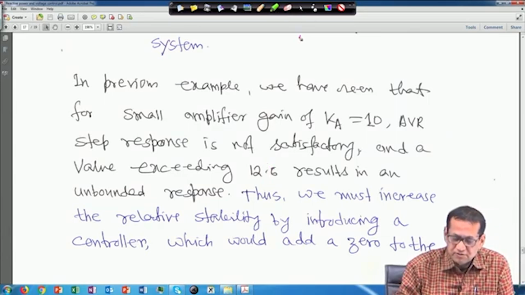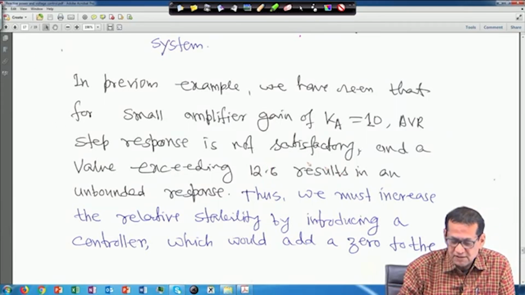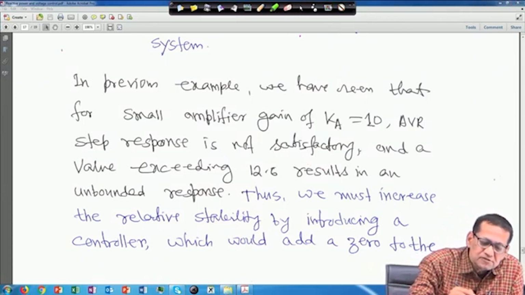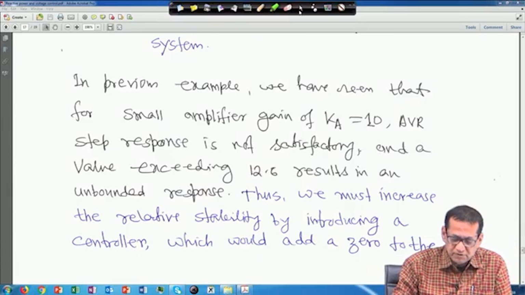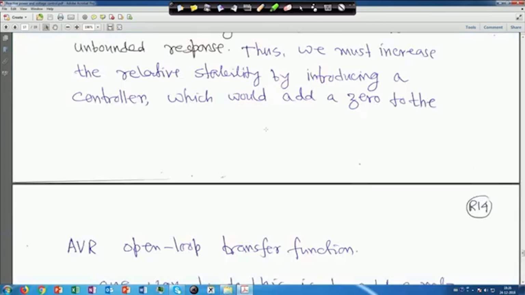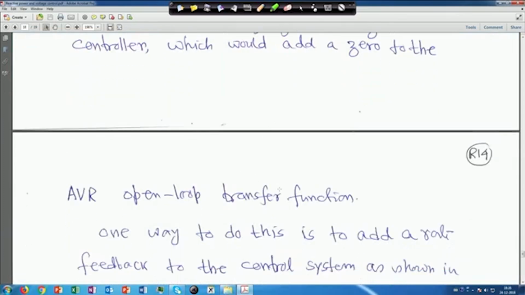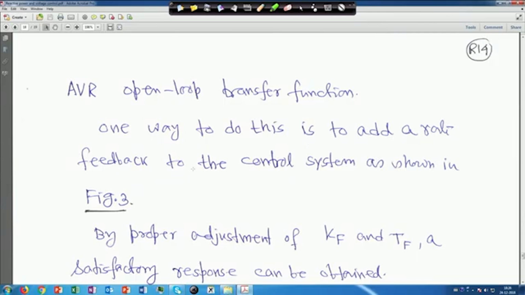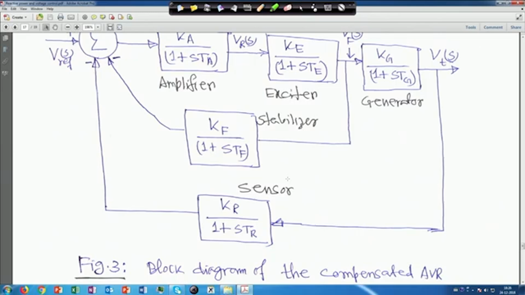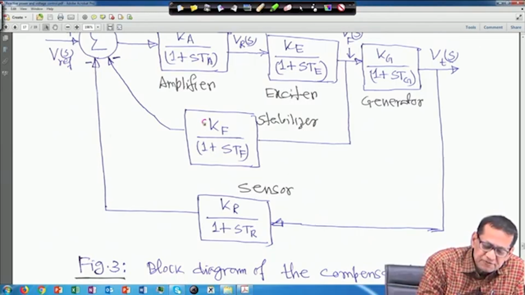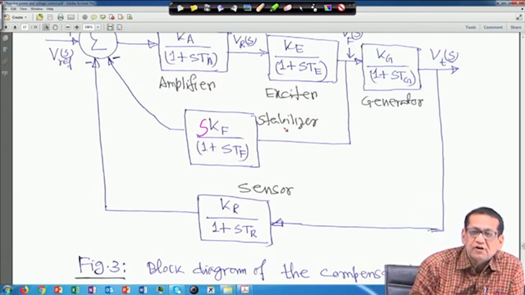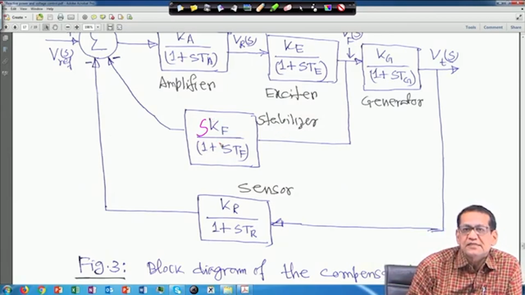which would add a 0 to the AVR open loop transfer function. One way to do this is to add a rate feedback to the control system as shown in figure 3. So this is the rate feedback. I told you this is a correction, it should be SKF upon 1 plus STF, and this is a stabilizing transformer, we call it a stabilizer. So its transfer function will be like this.